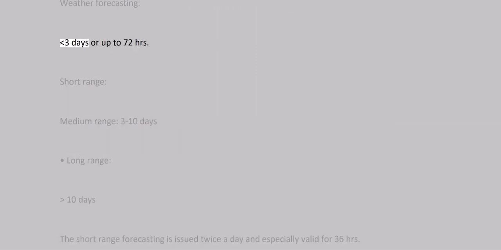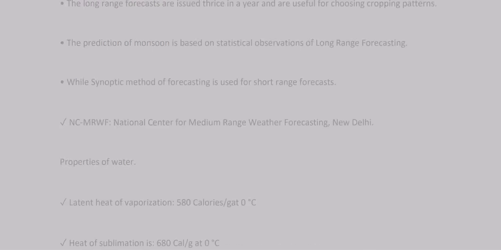Weather forecasting: short range, less than 3 days or up to 72 hours. Medium range, 3 to 10 days. Long range, greater than 10 days. The short range forecasting is issued twice a day and is especially valid for 36 hours. The long range forecasts are issued thrice in a year and are useful for choosing cropping patterns.